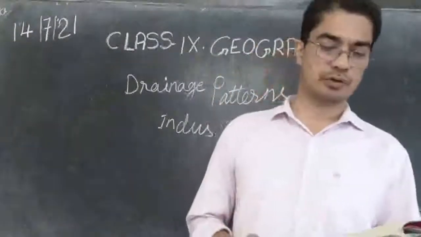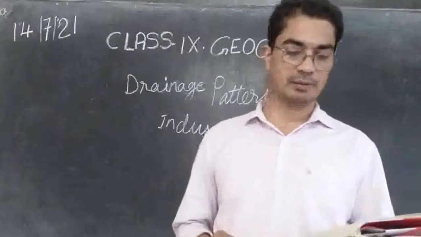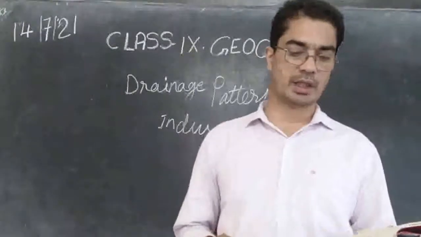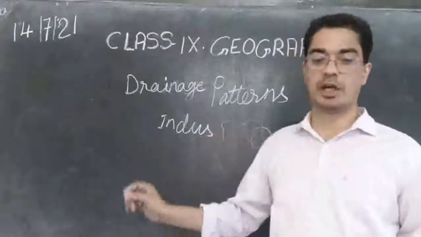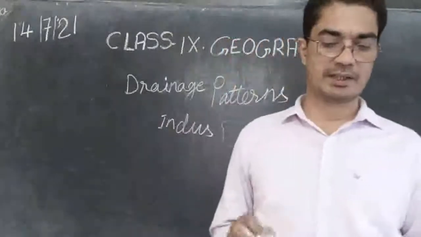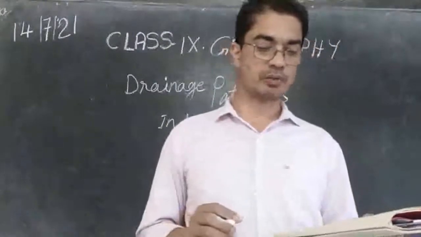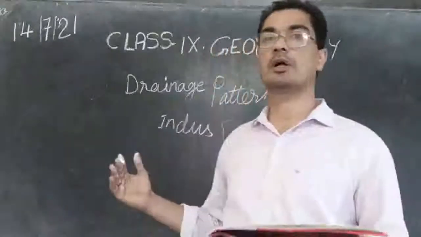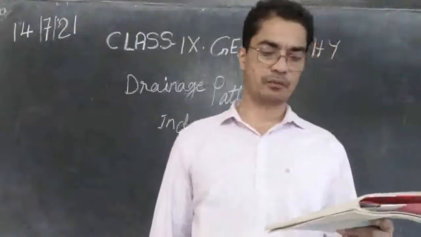And the Indus flows through Baltistan and Gilgit and emerges from the mountains at Attock. So this river will enter into Kashmir, and then it will be flowing through Baltistan and Gilgit and emerge from the mountains at a place called Attock.